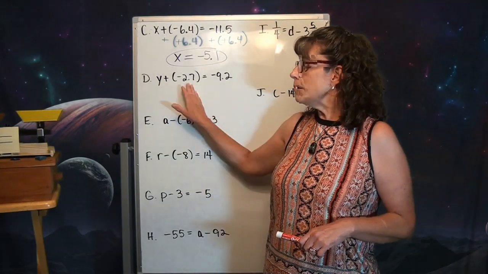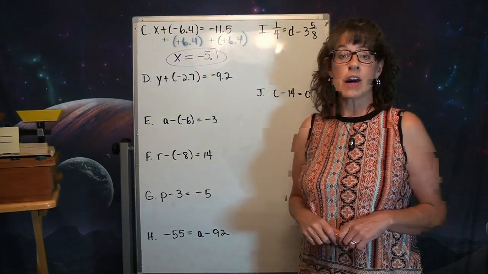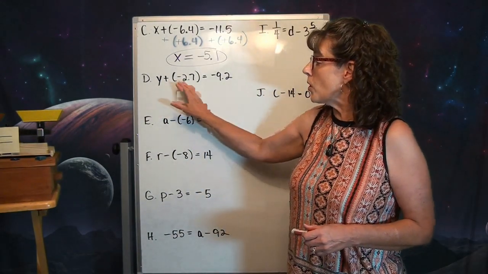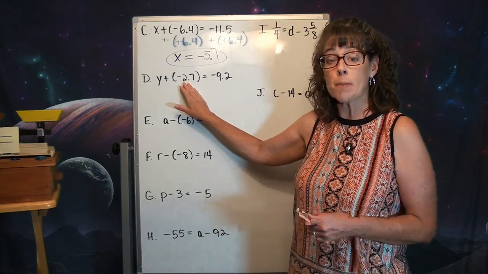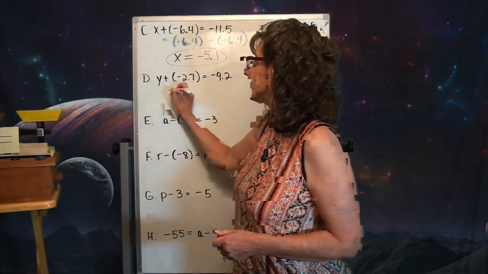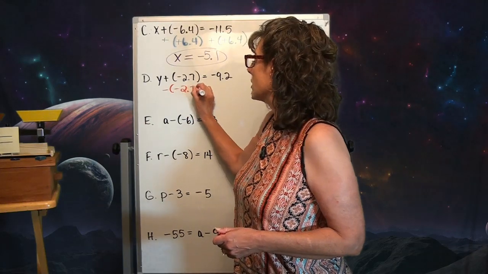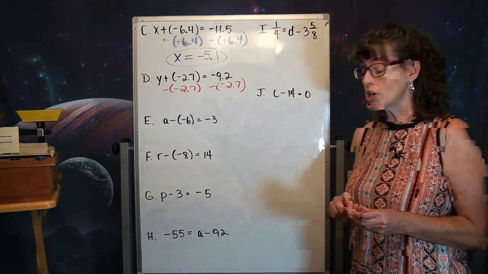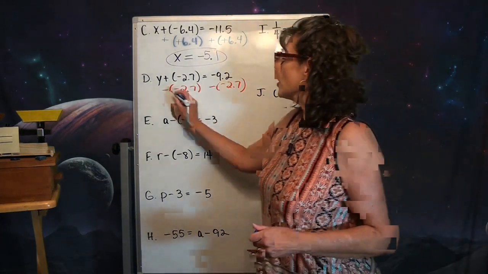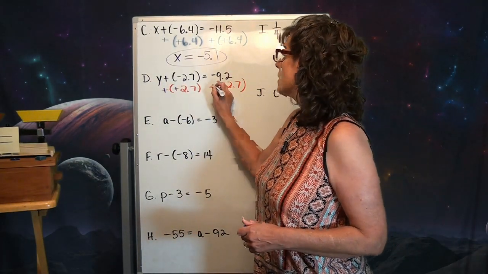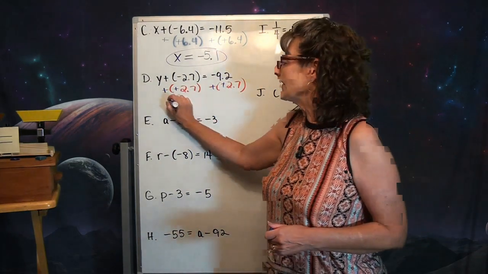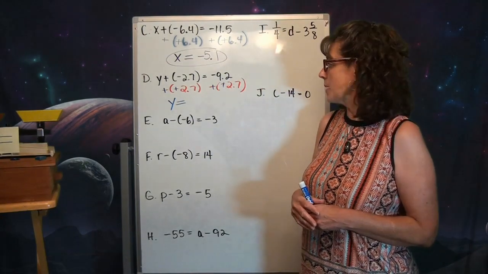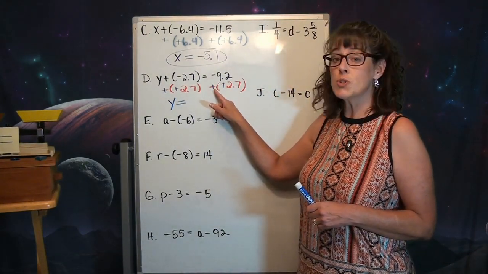So this one says y plus a negative 2.7 equals a negative 9.2. And again, I'm going to ask myself, what's already been done to that variable? We took this y, we already added a negative 2.7. The opposite would be to subtract a negative 2.7, like we saw in the previous example. So when we subtract that negative 2.7, remember that's just like adding the opposite. So when I add the opposite here and here, these will cancel out, giving me that y by itself like I wanted.